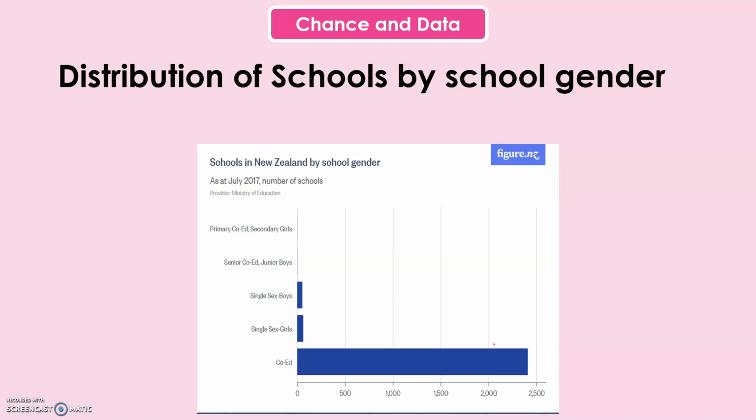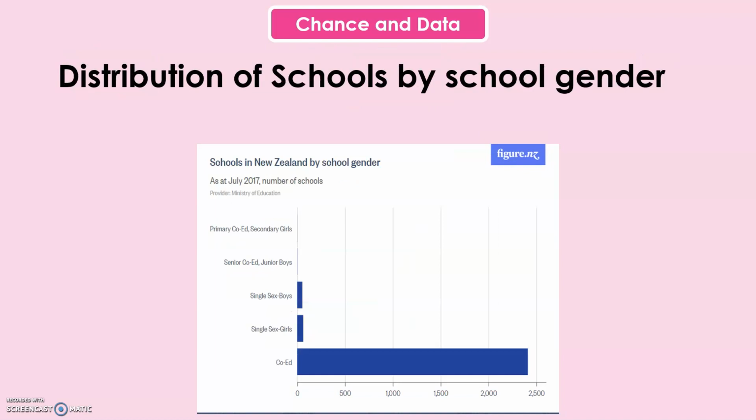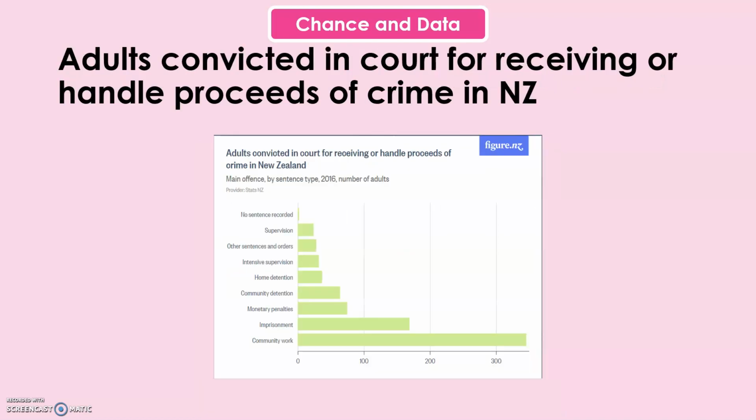Okay, another distribution here. We have the distribution of schools by gender, and it's quite clear to see if I randomly selected a New Zealand secondary school student, they are overwhelmingly going to be more likely to come from a co-ed school than a single-sex boys or a single-sex girls school. So you can see the majority of people are in co-ed schools.